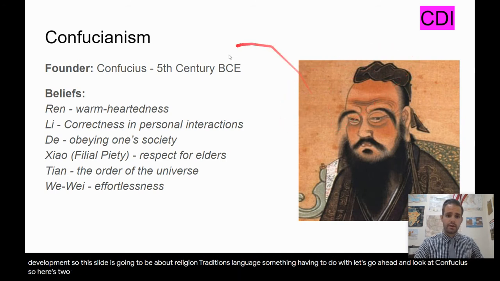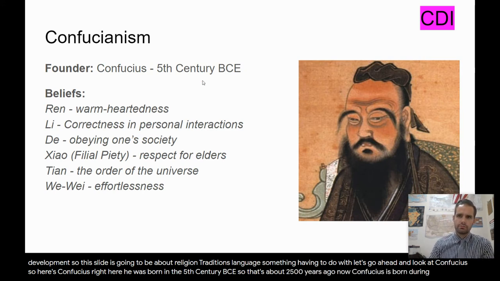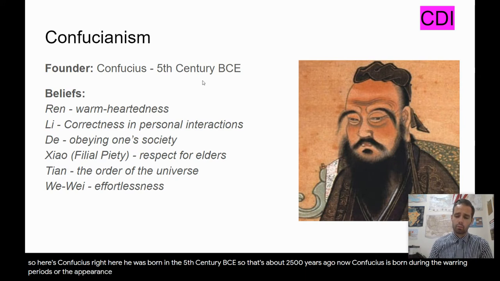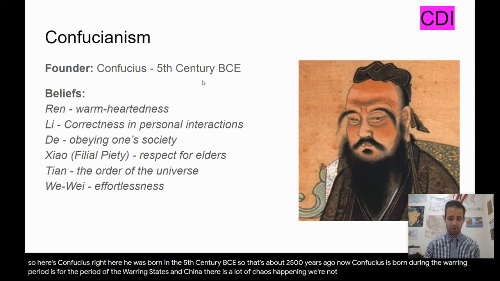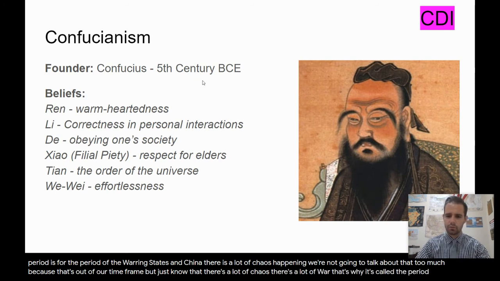So here's Confucius right here. He was born in the 5th century BCE. So that's about 2,500 years ago. Now, Confucius is born during the warring periods, or the period of the warring states in China. There's a lot of chaos happening. We're not going to talk about that too much because that's out of our time frame. But just know that there's a lot of chaos. There's a lot of war. That's why it's called the period of the warring states.